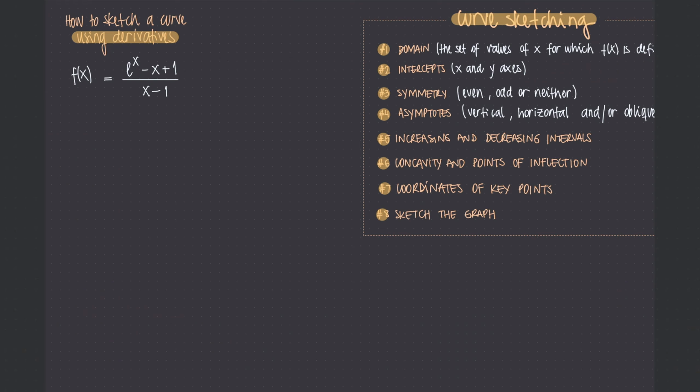So the exercise is the following. We're going to sketch this function f of x, which is e to the x minus x plus 1 over x minus 1, using not only information about the function itself, such as domain, symmetry, and behavior, but also using derivatives, meaning the first and the second derivatives. We're going to go through, for example, the first derivative test and the second derivative test. We're going to talk about points of inflection, maxes and mins, everything.